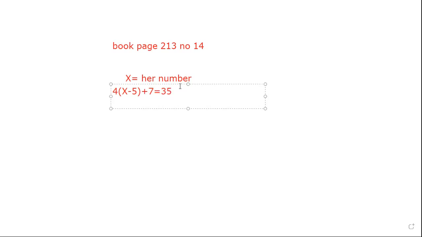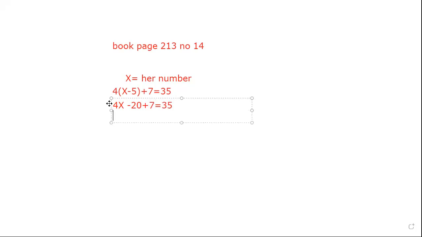Okay, then in this question, we are going to solve the equation. How are we going to solve the equation, grade 8? What's the first step? Distribute. Yes, we can distribute, we can subtract, it's up to you. If we distribute, it will be 4x minus 20 plus 7 equals 35.